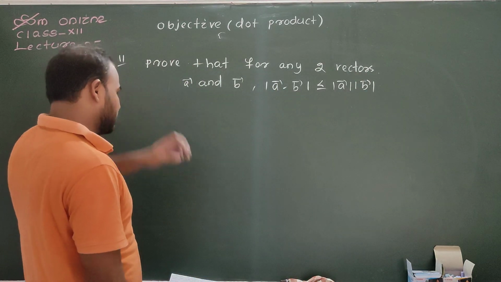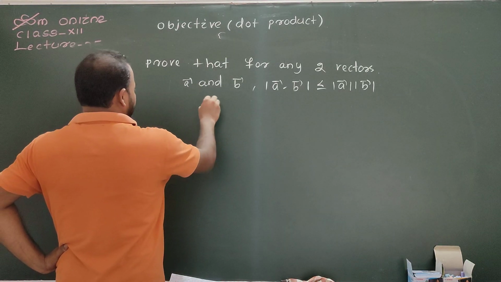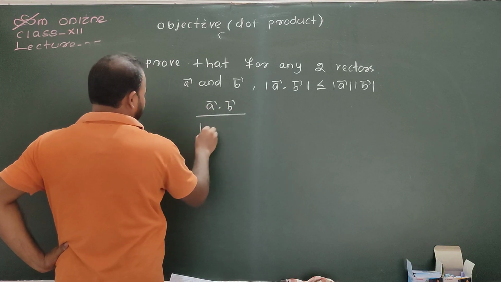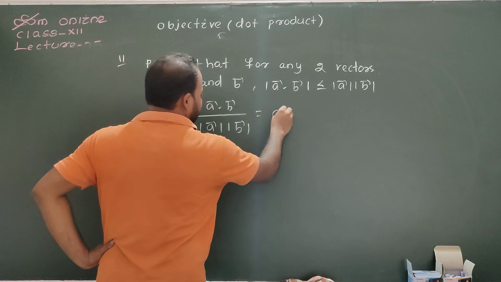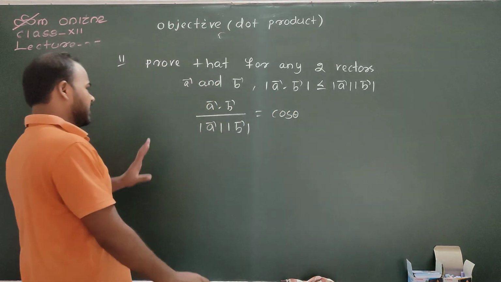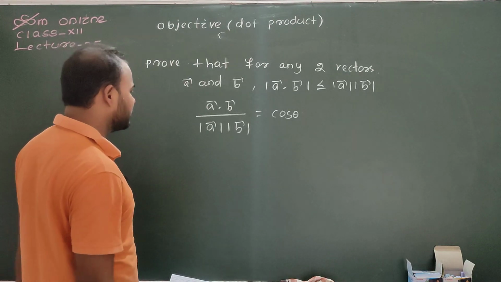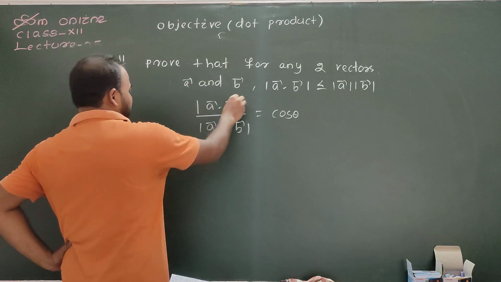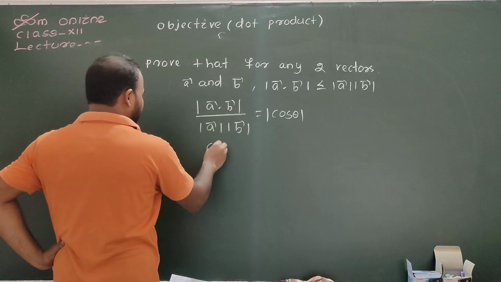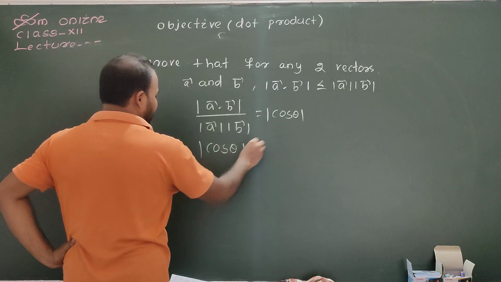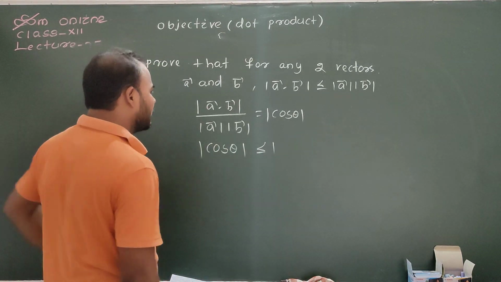So we know that vector A dot vector B upon magnitude of vector A into magnitude of vector B equal to cos theta. If I take magnitude on both sides, it is also the same. And we know that the value of cos theta is less than or equal to 1.